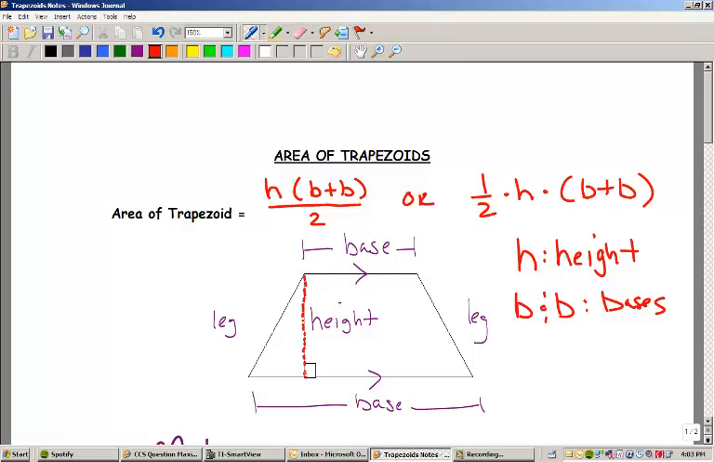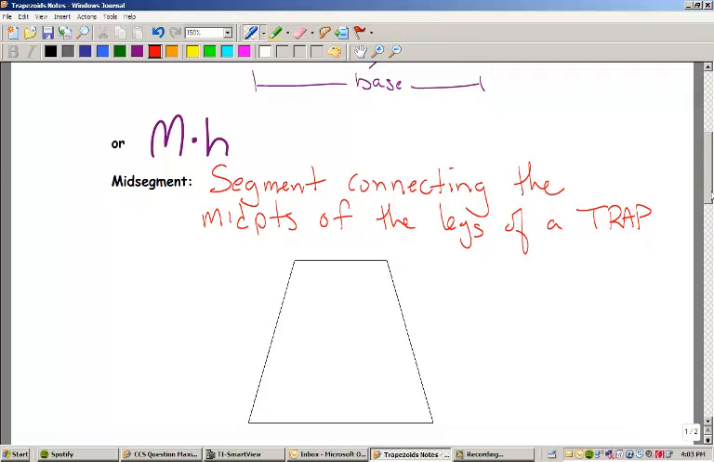So the formula we're going to use in order to find the area of a trapezoid is h times (b plus b) over 2, where the h is the height and your b's are the bases. So you're going to take your height, multiply that by your bases added together, and divide that by 2. If you are a fractional type person, you can go 1/2 times height times (base plus base). Either formula will work. Another formula that we will use is capital M times H.